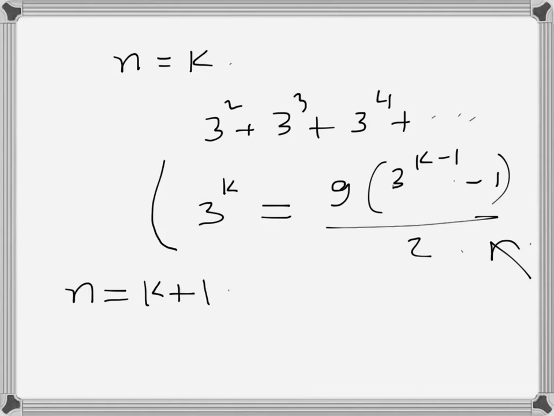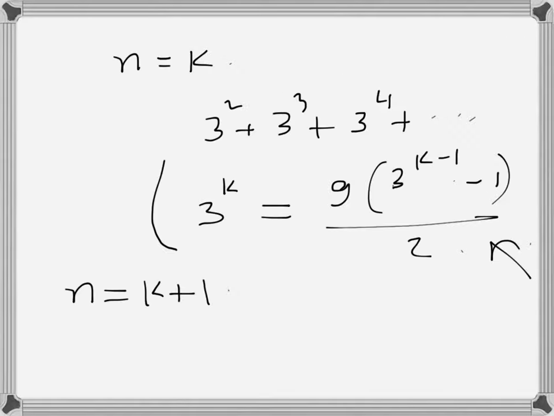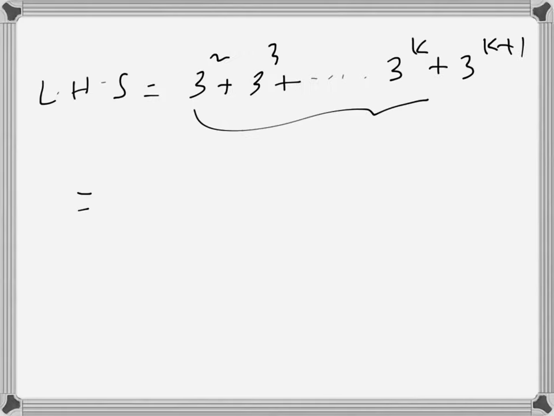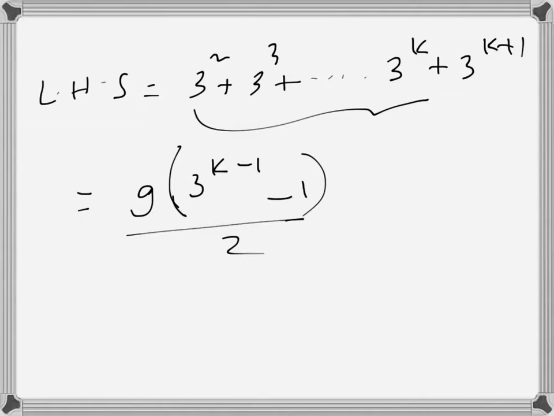So let's see what happens to the left hand side. The left hand side becomes 3 squared plus 3 cubed plus so on, up to 3 to the power k plus 3 to the power k plus 1. Now this part we assumed here. It is the right hand side when n is equal to k, so that becomes 9 times 3 to the power k minus 1, over 2, and then plus 3 to the power k plus 1.